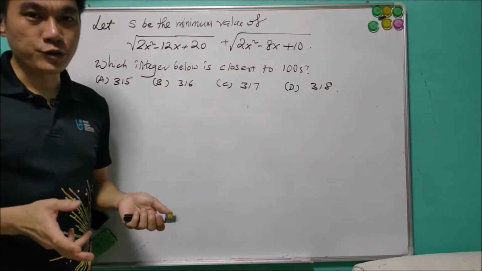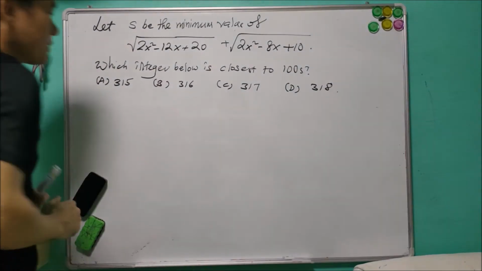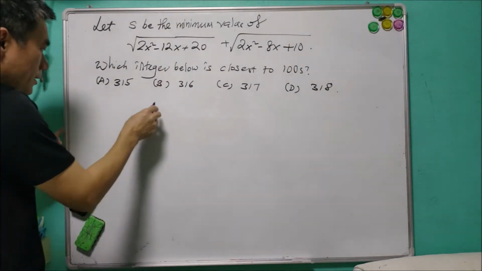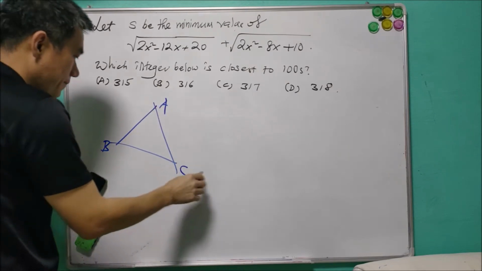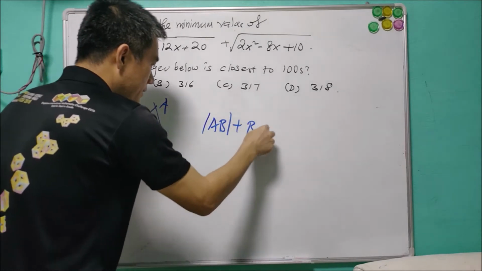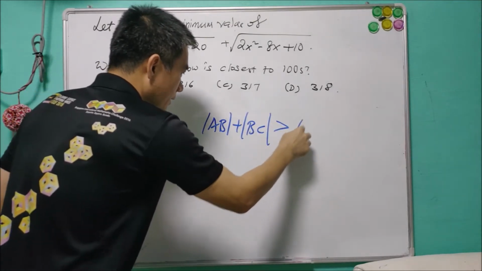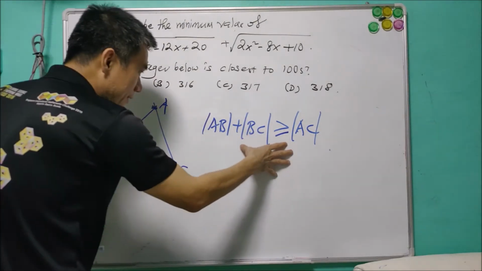We are going to provide you two different ways to solve the problem. The first method we are going to discuss is the triangle inequality, ABC. What we know is that AB plus BC is greater than AC. So we are going to use this idea to solve the problem.